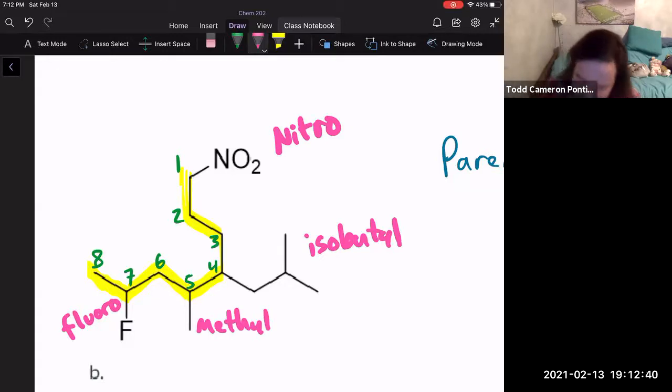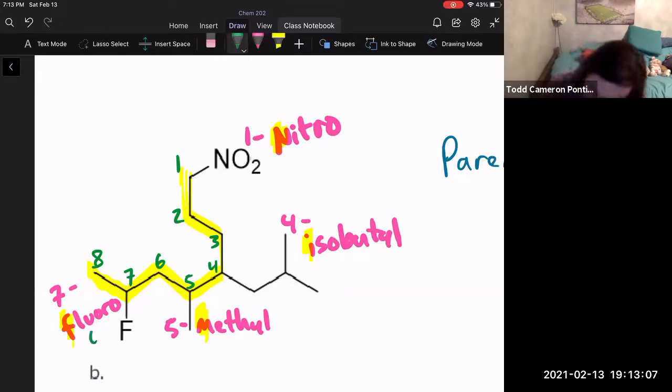Okay, so then when alphabetizing these, and I'm going to put the numbers in here too. So it's one nitro, four isobutyl, five methyl, and seven fluoro. When alphabetizing, you do N versus I versus M versus F. So putting these in alphabetical order, A, B, C, D, E, F comes first. So I'm just going to put parentheses one. I like to offset with parentheses to remind myself what order they're going to come in the actual name. This is going to be two. M comes before N, so this is going to be three. And then finally, this is going to be four.